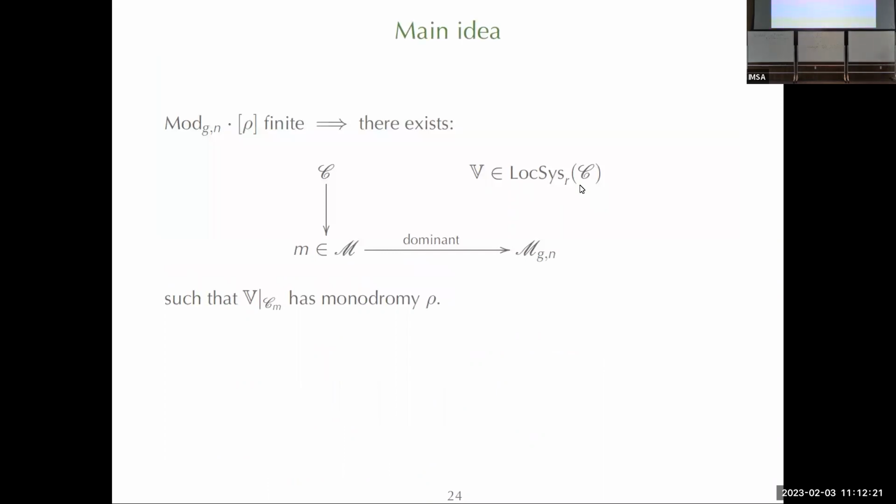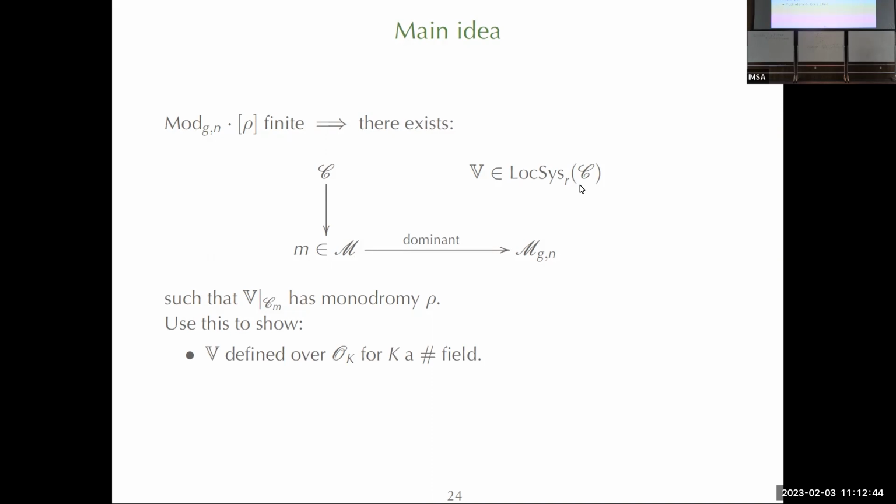So here's the situation we had before. I'm just copying it off of this slide. We have a family of curves over more or less M_{g,n}, some dominant cover from it, and a local system on them with fiber monodromy we'd like to understand. First, we're going to look at the situation where rho itself is unitary. Let me just say what the strategy is.